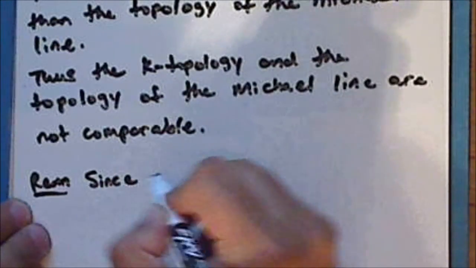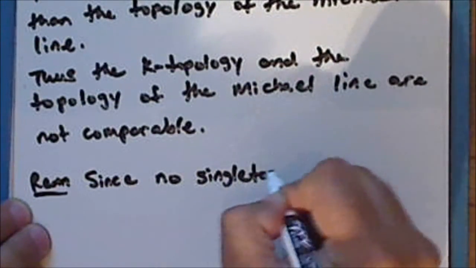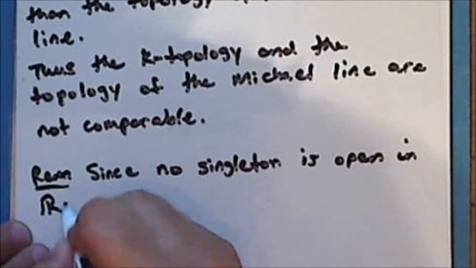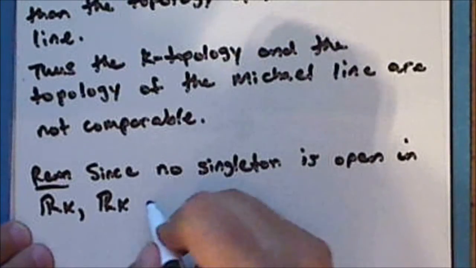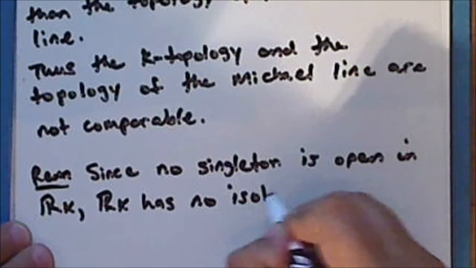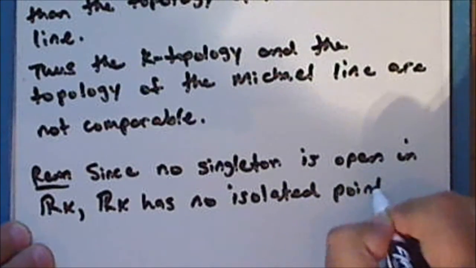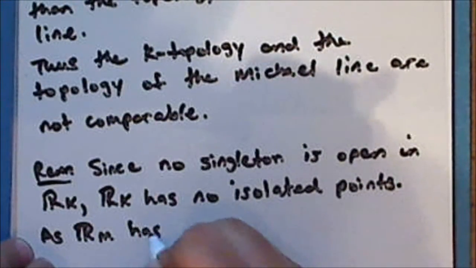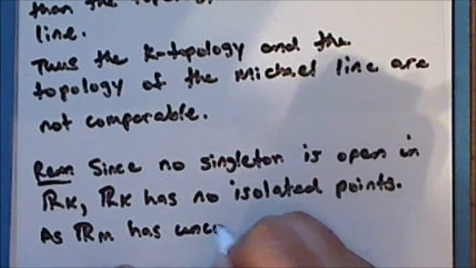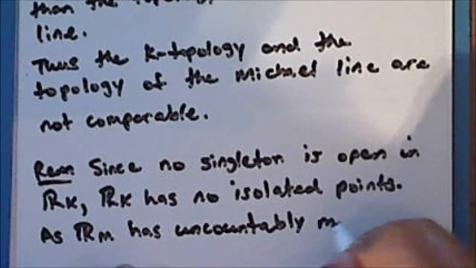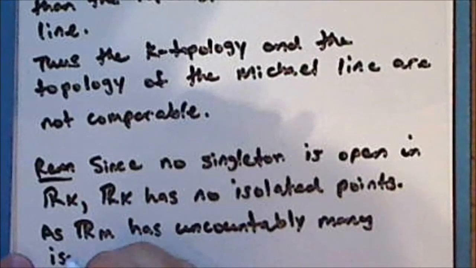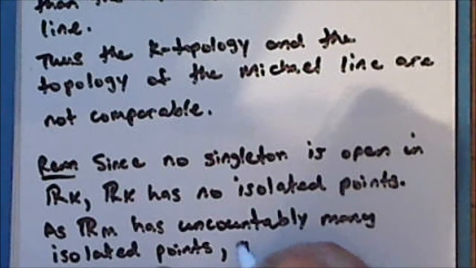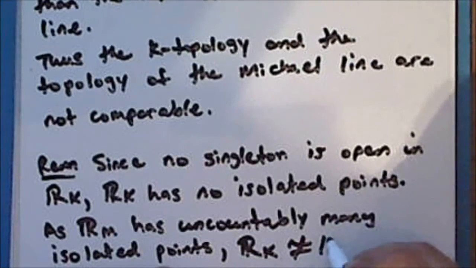Now, since no singleton is open in the space of reals with the K topology, the space has no isolated points, and as the microline has uncountably many isolated points, the space of reals with the K topology is not homeomorphic to the microline.